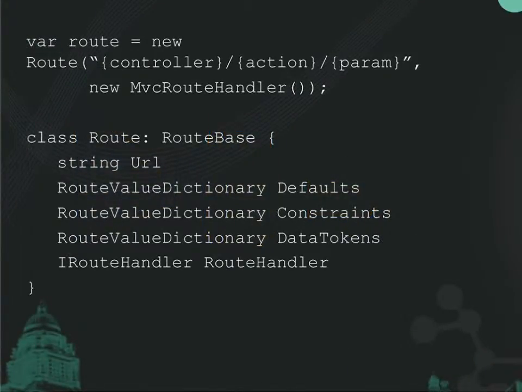This is what a new route looks like. I mean, outside of MVC, this is how we would work with routes. You would define a new route, and in that route you would define the URL, you would define some values which are the default values, then some constraints, data tokens, and then you would delegate that off to an IRouteHandler that would actually execute the route or the outcome of that route.